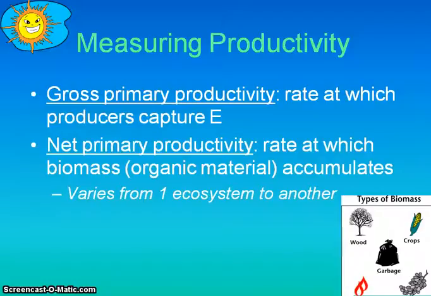Productivity in an ecosystem basically refers to how much energy can be captured at a particular point in time. So gross primary productivity refers to the rate at which producers capture energy, so how much energy from the sun can be utilized by the plants. And then the net primary productivity is how fast biomass or organic material can actually accumulate. And that will vary from ecosystem to ecosystem. For instance, a tropical rainforest has a productivity rate about 25 times greater than that of a desert of the same size.